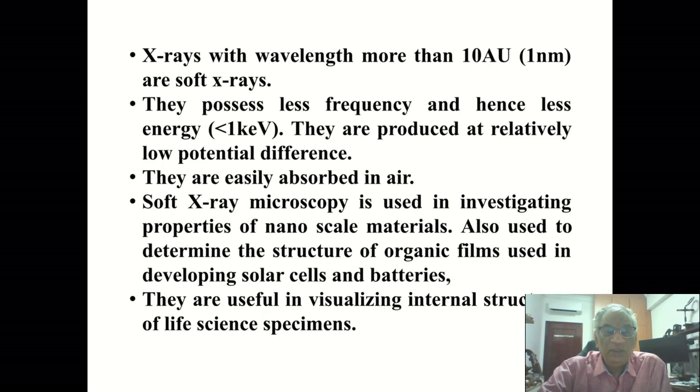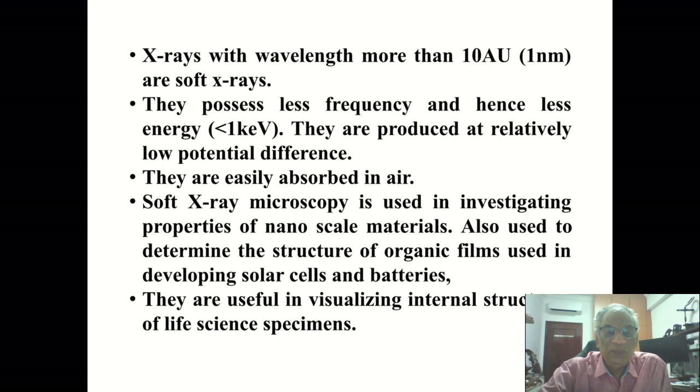Now, X-rays with wavelength more than 10 angstrom units, that is 1 nanometer, are called soft X-rays. They possess less frequency and hence less energy, less than 1 kilo electron volt. They are produced at relatively low potential difference, low values of V. They get easily absorbed in air. Soft X-ray microscopy is used in investigating properties of nanoscale materials, also used to determine the structure of organic films used in developing solar cells and batteries.